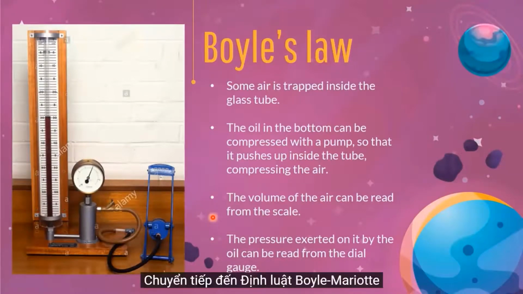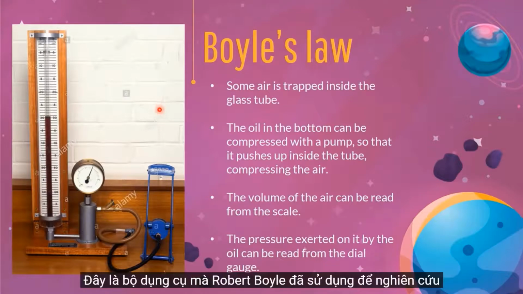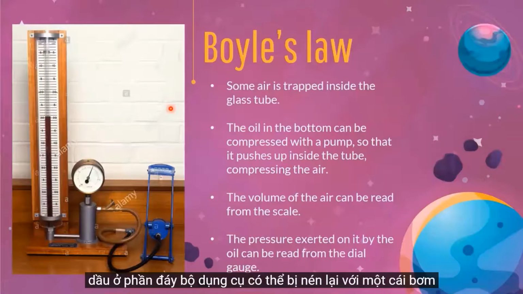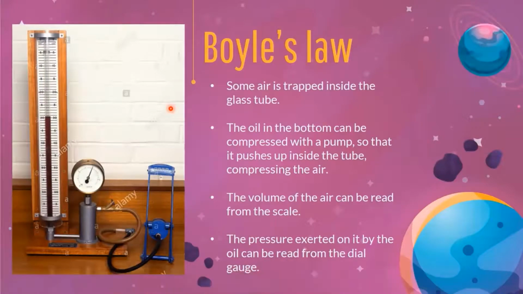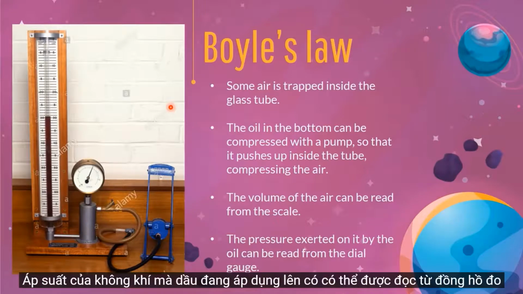Moving on to Boyle's law. This is a picture of an apparatus used in the investigation of Robert Boyle. In this apparatus, some air is trapped inside the vertical gas tube. The oil in the bottom of the apparatus can be compressed with a pump so that it pushes up inside the tube, compressing the air. The volume of the air can be read from the scale. The pressure exerted on it by the oil can be read from the dial gauge.